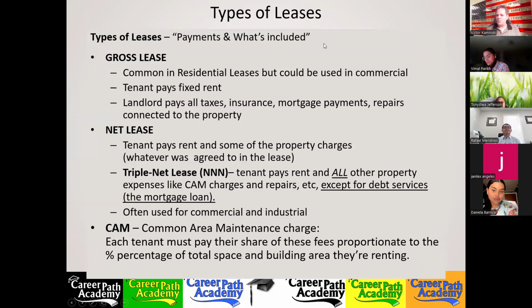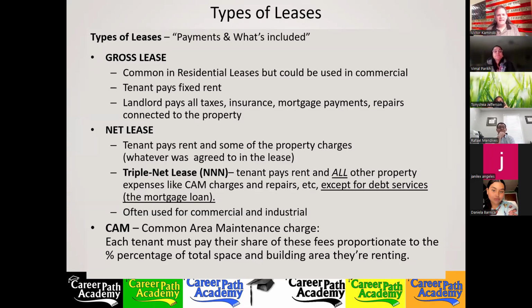Types of leases, payment and what's included. I've got my notes here, my explanations for the same stuff you guys just highlighted. So we'll start off with the gross lease. This is common in residential leases, but it could be used in commercial. The tenant pays a fixed rent and the landlord's responsible for maintaining the property and the property's expenses. They pay for all the repairs and maintenance connected with the property. Tenant, of course, is responsible for any damages and whatnot.